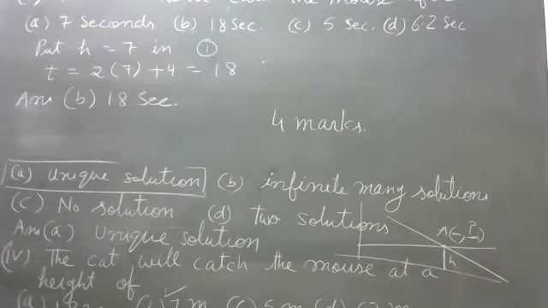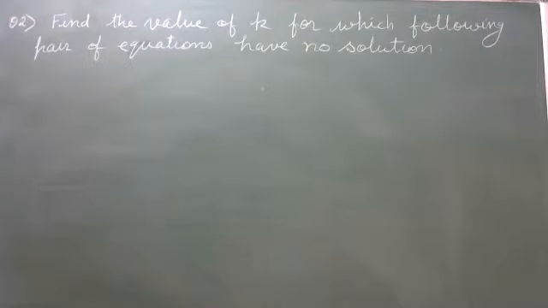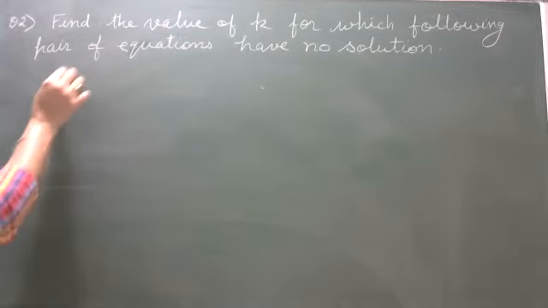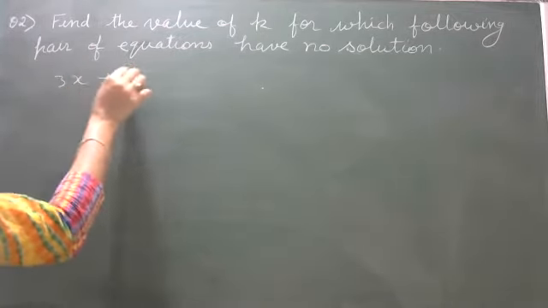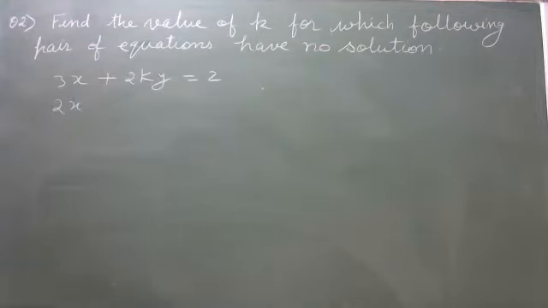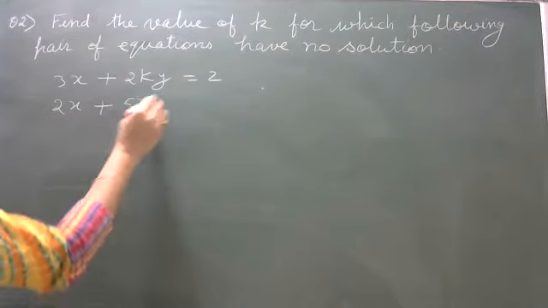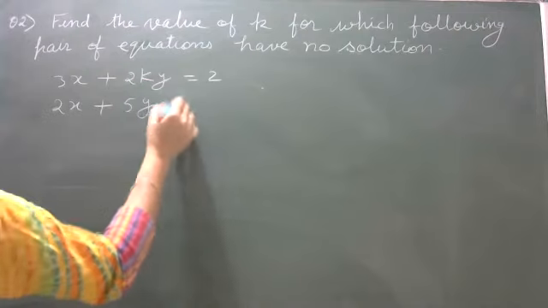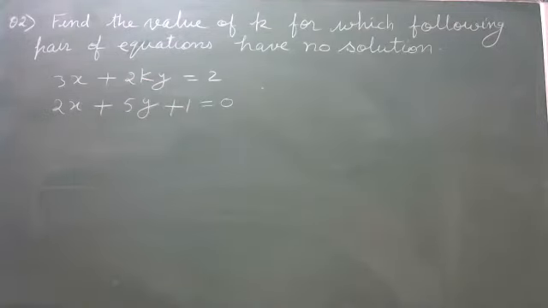Next, some extra questions we are going to do. Find the value of k for which the following pair of equations has no solution. The pair of equations given here: 3x plus 2ky is equal to 2 and 2x plus 5y plus 1 is equal to 0. So here we have to find the value of k and we should know the condition for no solution.